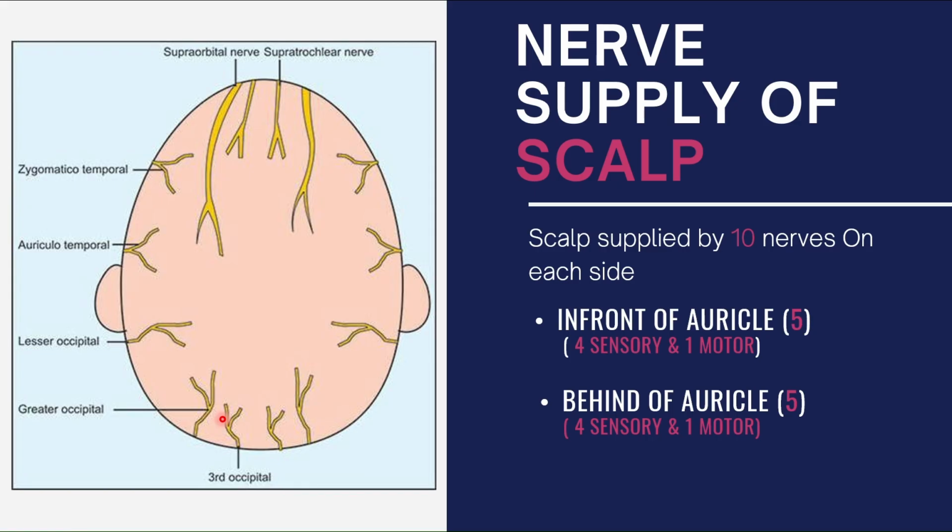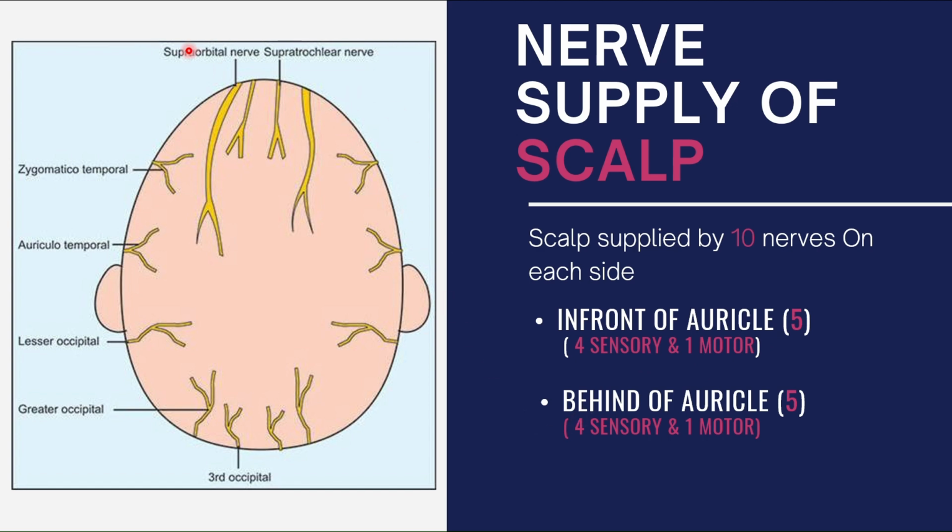Coming to the nerve supply. Scalp is supplied by 10 nerves on each side. This means right side 10 nerves and left side 10 nerves. Again, these 10 nerves are divided into in front of the auricle and behind the auricle. In front of the auricle, there are five branches. Behind the auricle, there are 5 branches. In that, 4 sensory branches, 1 motor branch.